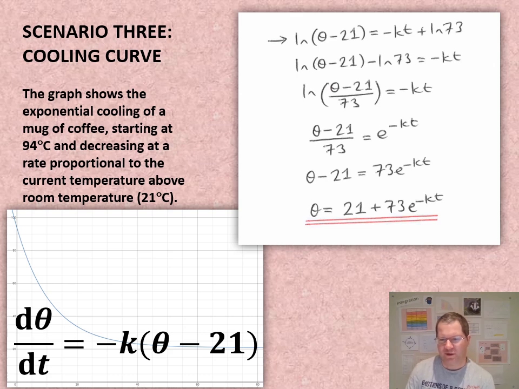So we've got log of (theta minus 21) equals minus kt plus log 73, and I'm still looking for a formula for theta. So I can take away log 73 from both sides. I can use the rule of logs that says subtraction is division. So log of (theta minus 21) over 73 is equal to minus kt. I can exponentiate both sides, which gives me (theta minus 21) over 73 equals e to the minus kt. I can multiply by 73 and add 21. And so my formula for theta is theta equals 21 plus 73 e to the minus kt.